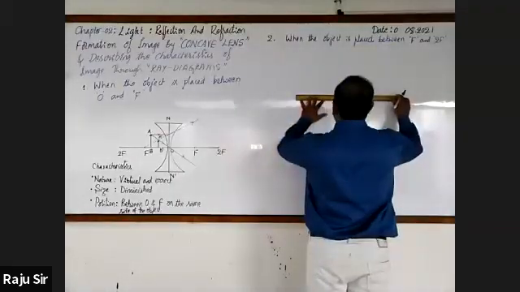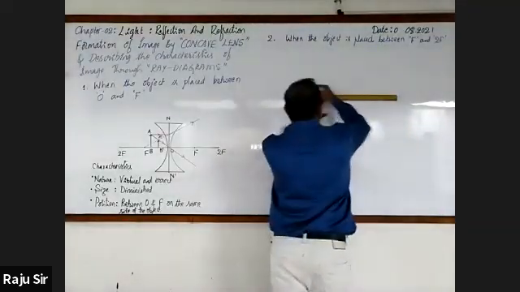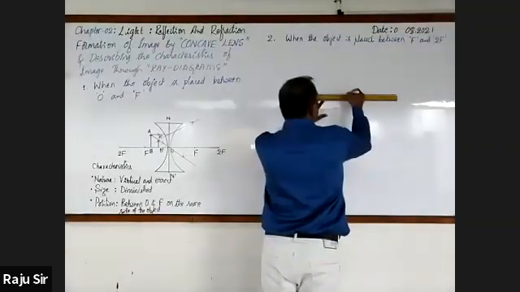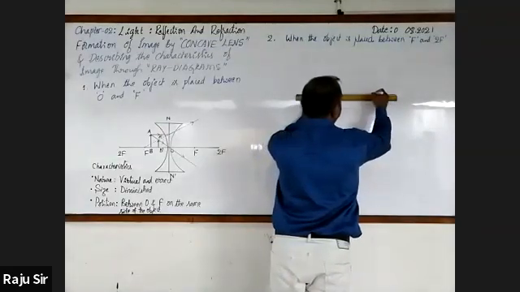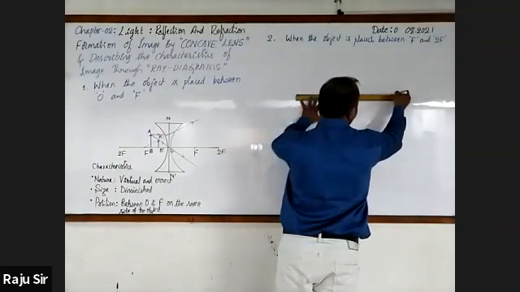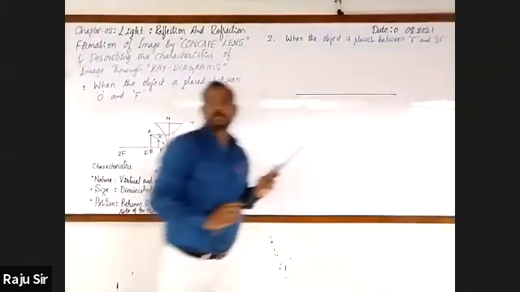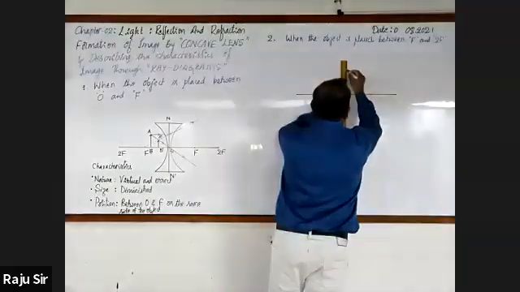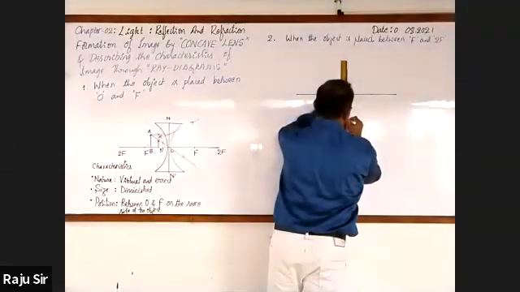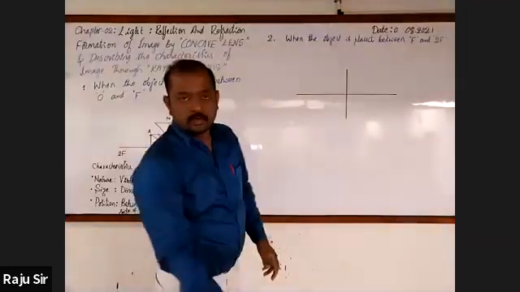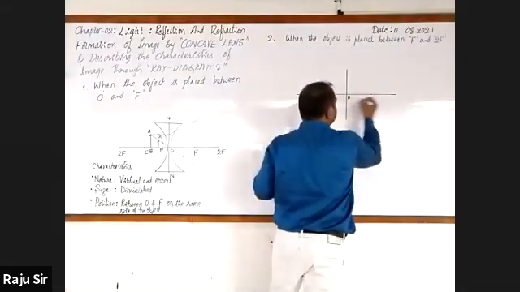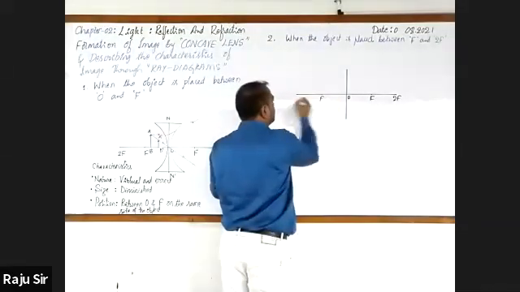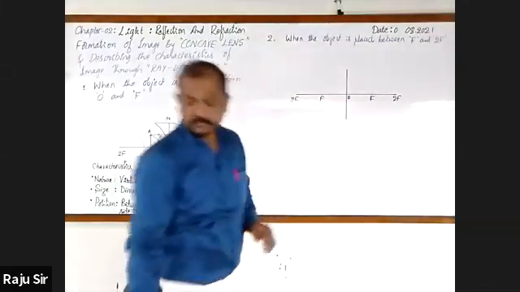Draw a straight line, and go on marking for every 2 centimeter. It is 2, 4, 6, and 8. Next, draw the perpendicular line which indicates the aperture. And go on marking. This is optical center, principal focus, and this is second principal focus. Here also, principal focus, second principal focus.